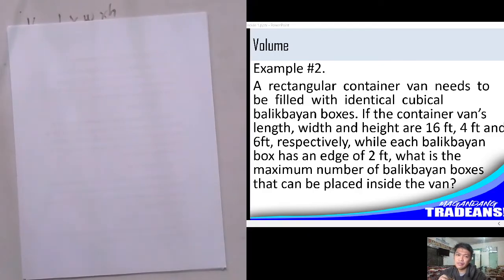Okay, good morning everyone. So last meeting, we were able to talk about the history of measurements. And today, we will now be applying those standard form and the English form of the metric system into a word problem. So let's begin with the first example of volume. We are still on quarter number 1, module number 1.